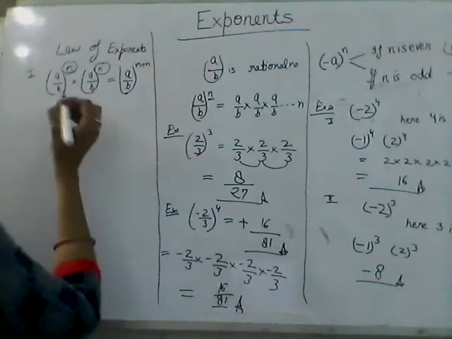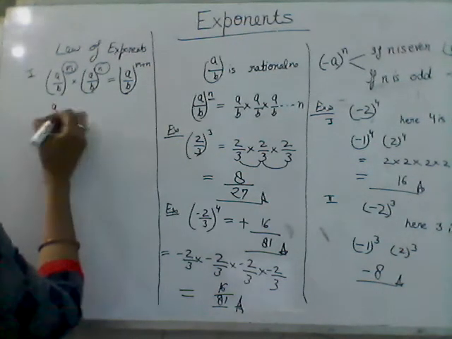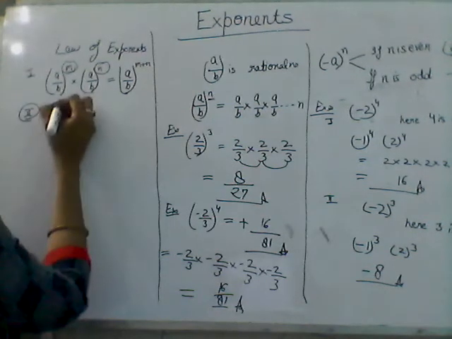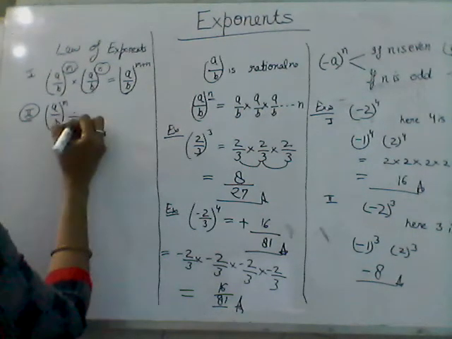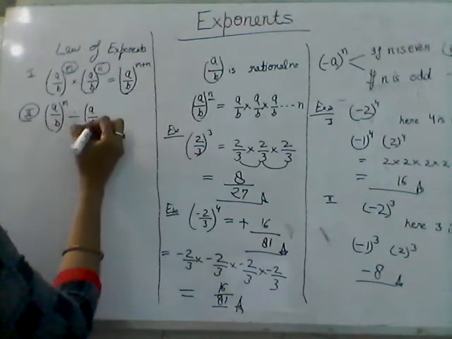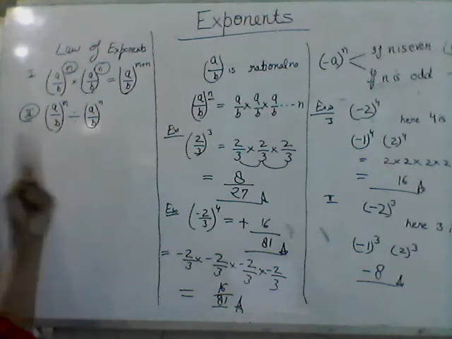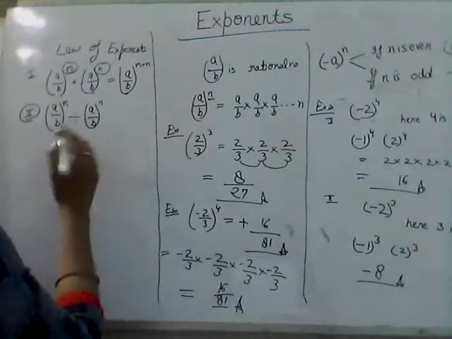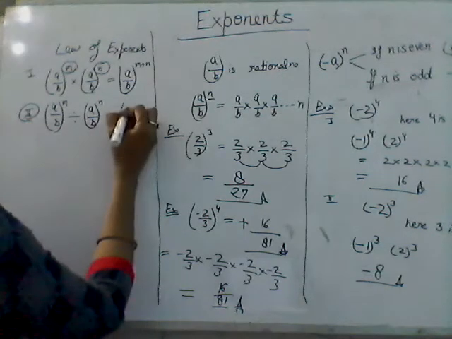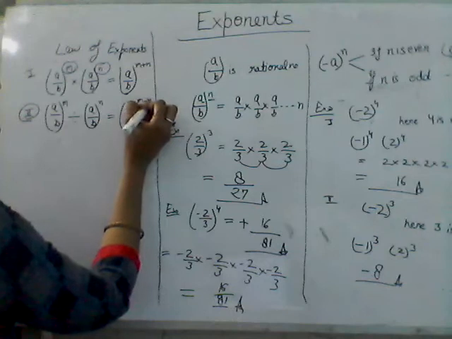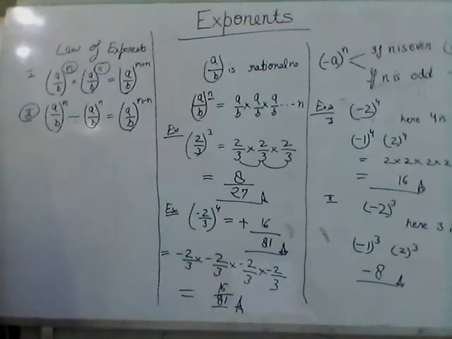The second law is: a upon b to the power m divided by a upon b to the power n. Here the two rational numbers are in divided form. Then we get a upon b to the power m minus n. This is the second law of exponents.